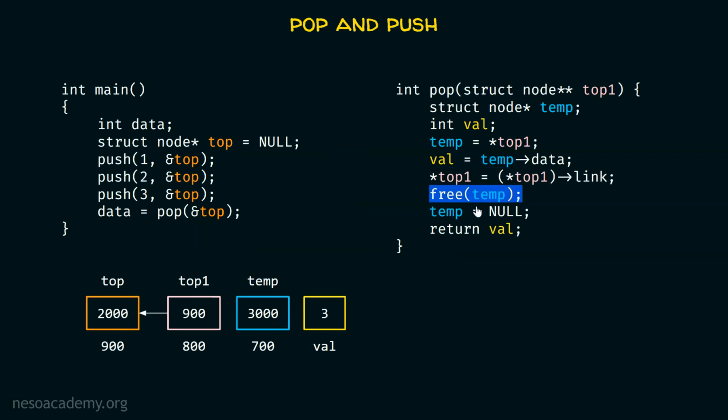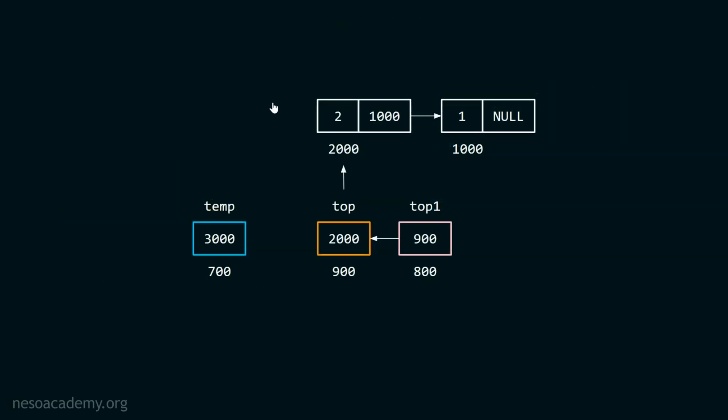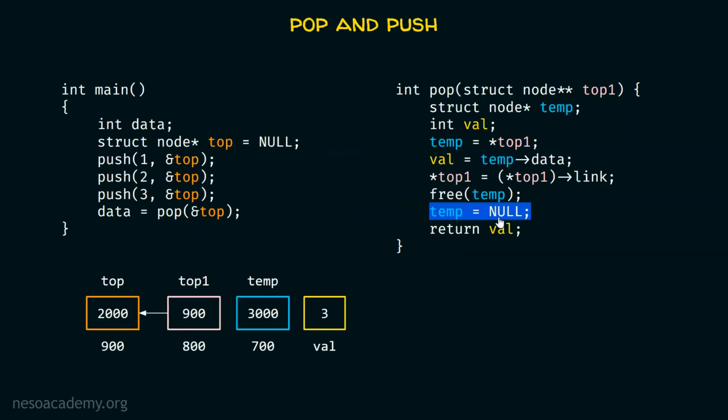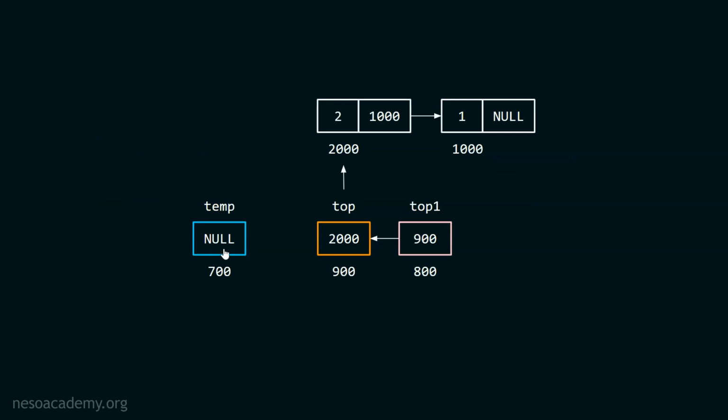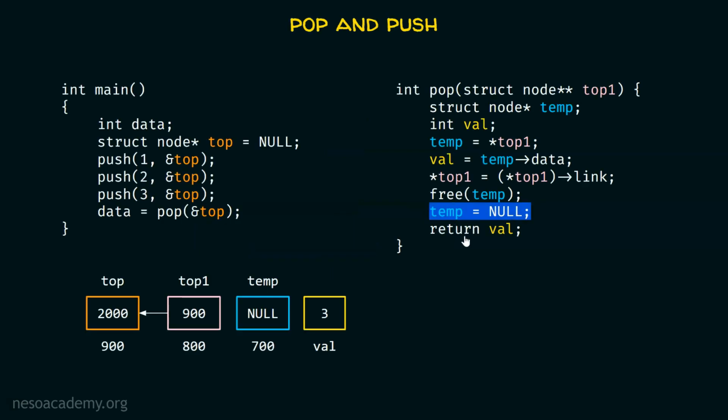Now after this, we can free our node. That is the first node of the linked list. And here you can see the node is freed. Now we can put null inside temp. Here you can see the address 3000 has been replaced by null. And then after this, we can return val back to the caller.